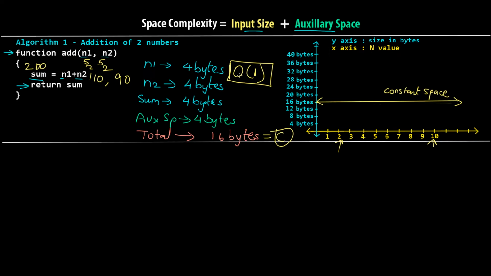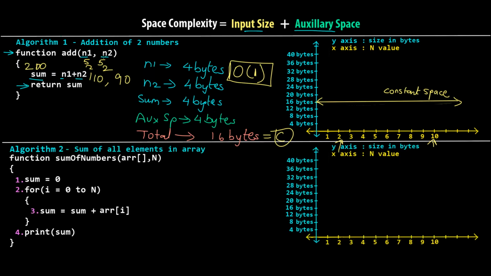Let's take another algorithm to better understand this. This time the algorithm is sum of all elements in an array. So we are passing the array, we are passing the size of the array, we are declaring a sum variable, and we are using a loop to iterate through all the elements inside the array. So 0 to n, where n is the size, right? From 0 till the size, and we are saying sum is equal to sum plus arr of i. This is the iterator, and then ultimately we are printing it.